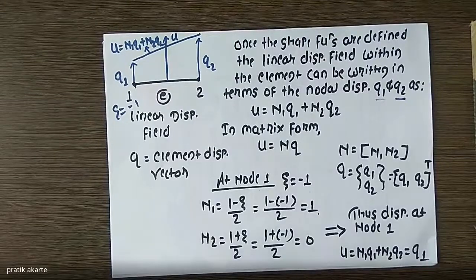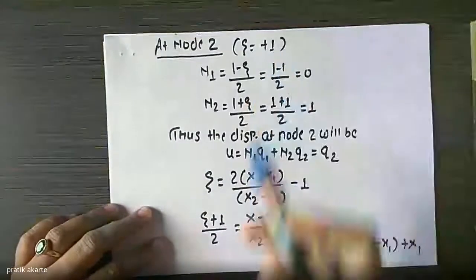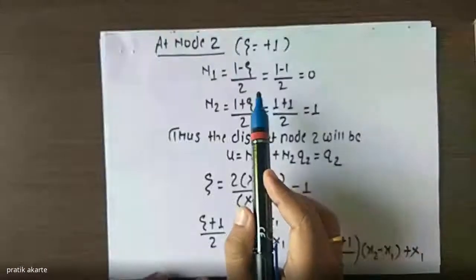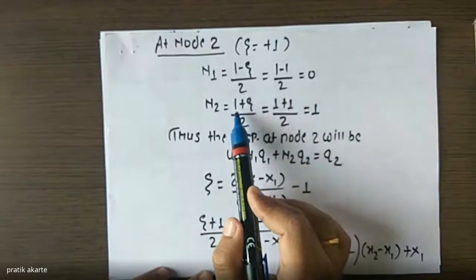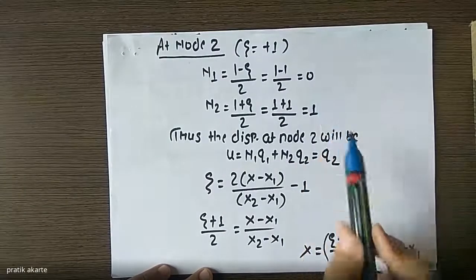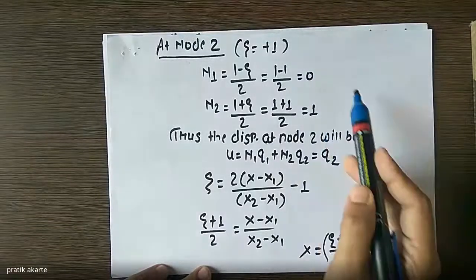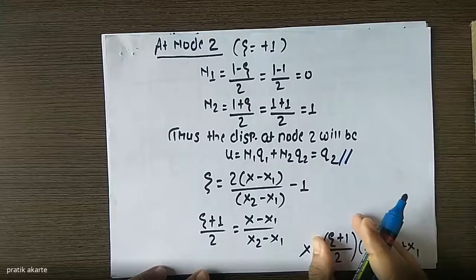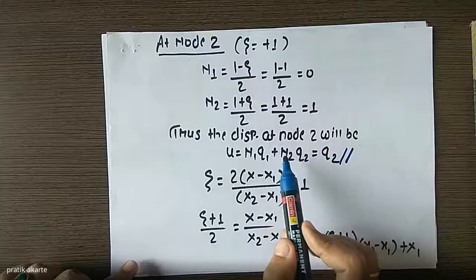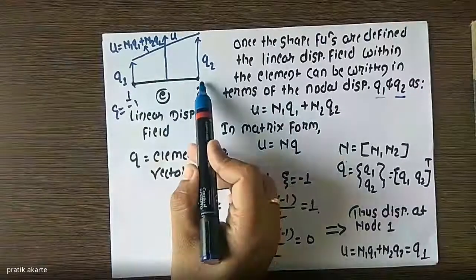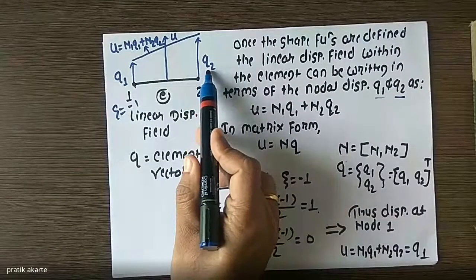Similarly, at node 2, the zeta value is plus 1. Putting zeta equal to plus 1 into the shape functions, we get the values of N1 and N2 as 0 and 1 respectively. Putting these values of N1 and N2 into the equation, we can see that the displacement at node 2 is Q2. Going back to our diagram, the displacement at node 2 is Q2.